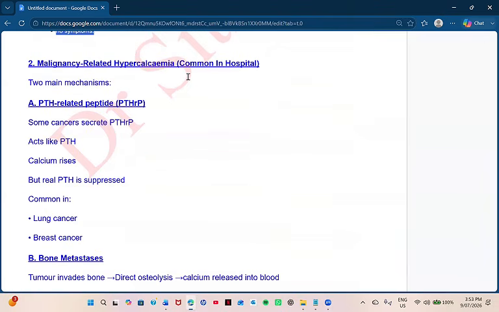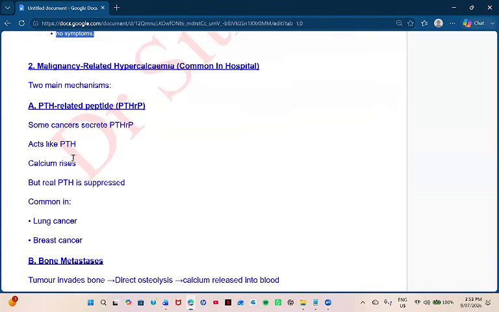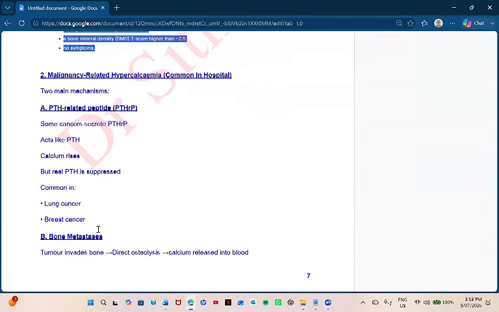Other than that, we have malignancy-associated hypercalcemia, right? As an example, lung cancer and breast cancer can produce parathyroid hormone-like peptide. These are not parathyroid hormone, but they act like parathyroid hormone, and that can increase the calcium level through the above three mechanisms, right? Because the function is the same, only the structure is different.